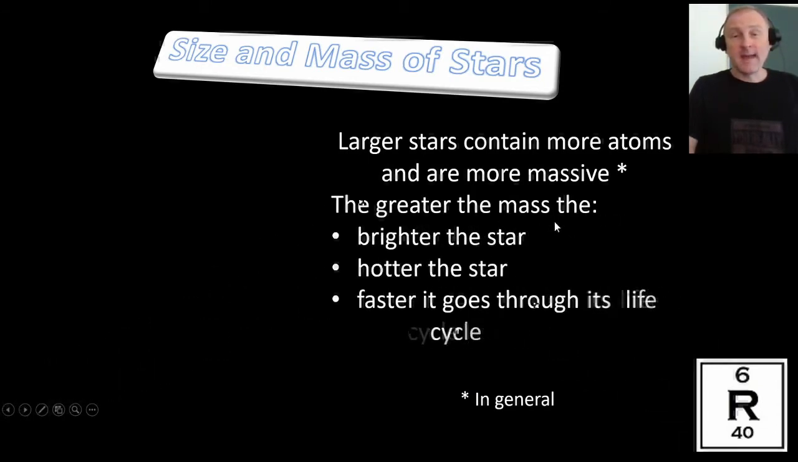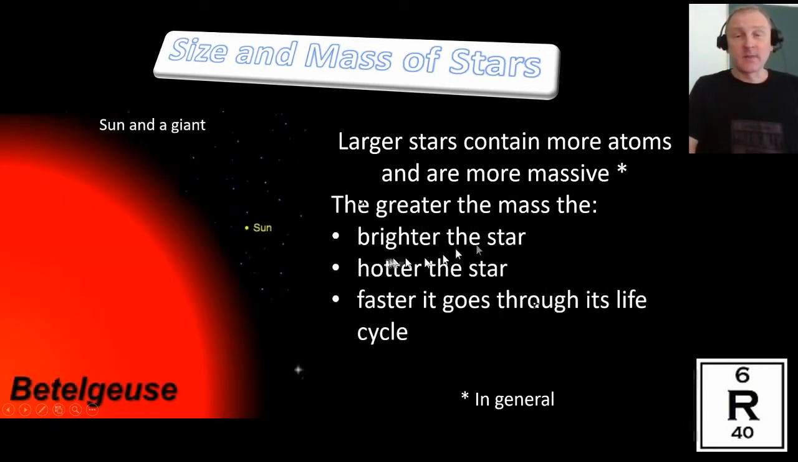So the greater the mass, the brighter the star, the hotter the star, and the faster it goes through its life cycle. So with more mass, it's going to be brighter because there's more fusion. It's going to be bigger and there's more pressure. There's going to be more fusion, which will make the star brighter, which will also make the star hotter. And with more mass, it'll actually run through its cycle faster.